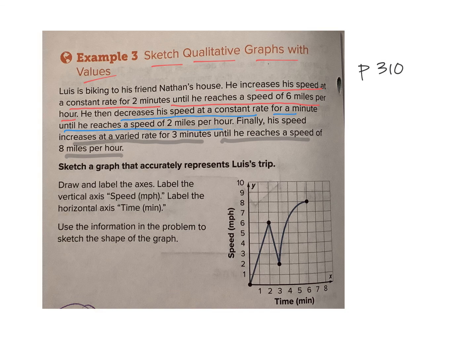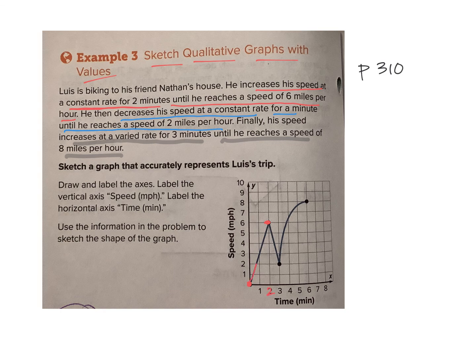I want to show you this because it's kind of tricky. So let's start with this. He's biking to his friend's house. So he starts here at the time, and he increases his speed at a constant rate for 2 minutes until he reaches 6 miles per hour. So here's 6 miles per hour after 2 minutes.